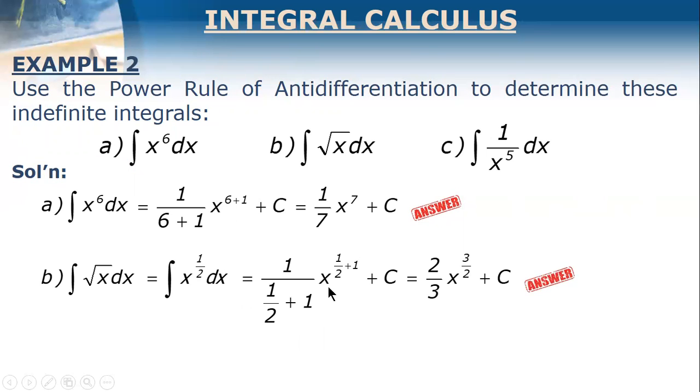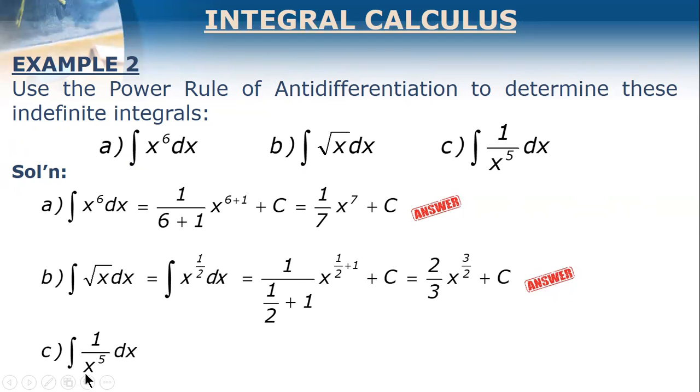X raised to 1/2 plus 1. Yan, mao ni imong i-divide. 1/2 plus 1. So, ang resulta ni 1/2 plus 1 is 3 halves, di ba? 3 halves. Pero ang denominator man, i-reverse nimo, it becomes 2/3. Reciprocal niya. Reciprocal of 3 halves is 2 thirds. 2 thirds times x raised to 1/2 plus 1 which is 3 halves, plus c. Okay. Or if you want na i-return nimo na siya to radical form, pwede rin.